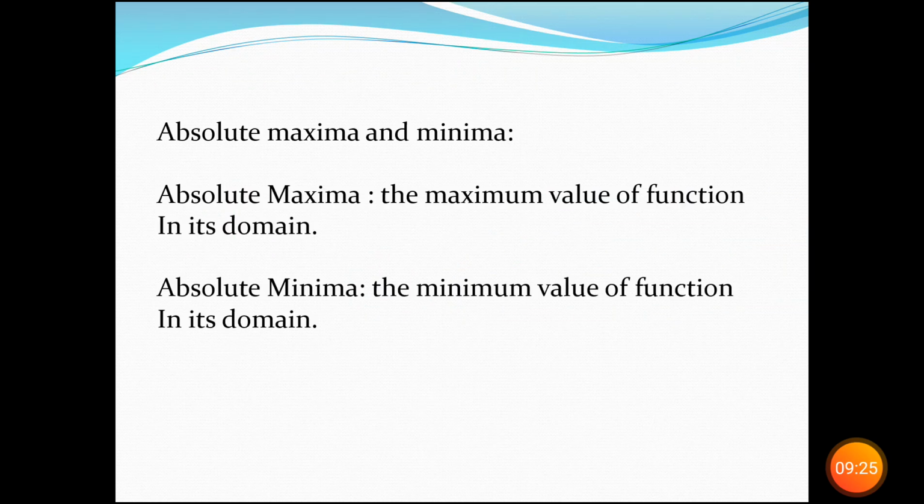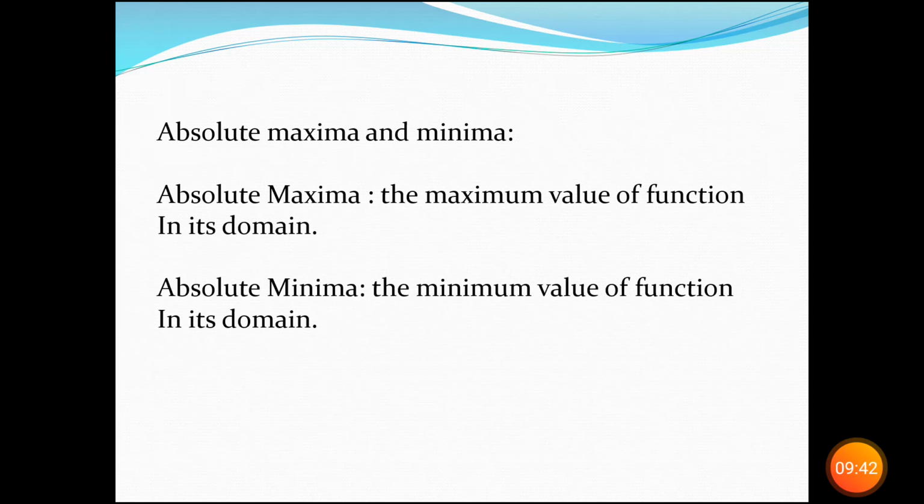Here the definition is written: the maximum value of the function in its domain is called the absolute maxima, and the minimum value of the function in its domain is called the absolute minima. So this is just the concept of all the four terms.